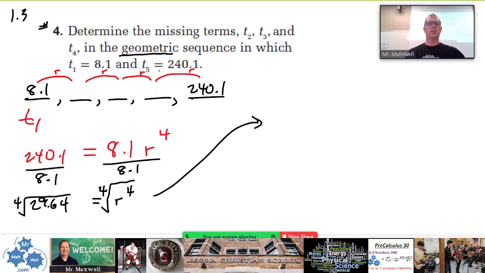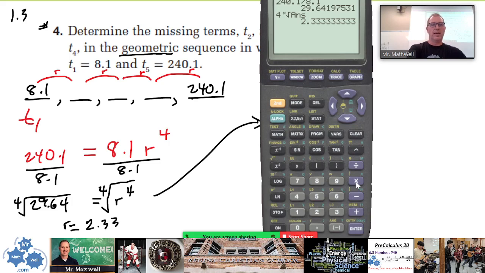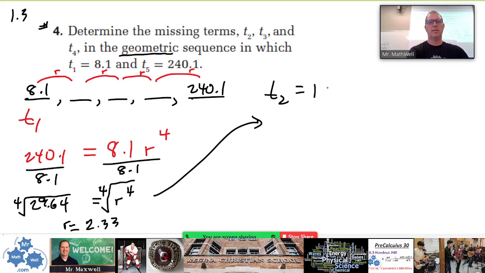Okay. So these are given to you in decimals, so you can have your answers in decimals. It's fine. So R would be equal to 2.33, repeating, or 2 1/3, or 7/3. Technically it's 7/3 for a fraction, but you can leave it as a decimal. So determine the missing terms. What you would probably do from this point is take this full decimal and multiply by 8.1 to get the next term, which would be about 18.9. So T2 is 18.9.